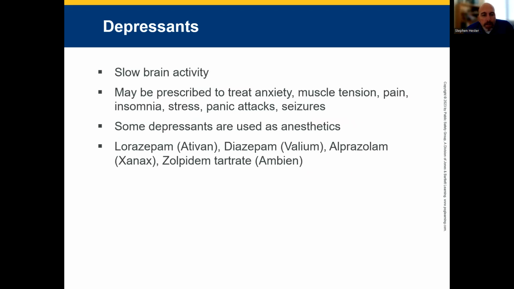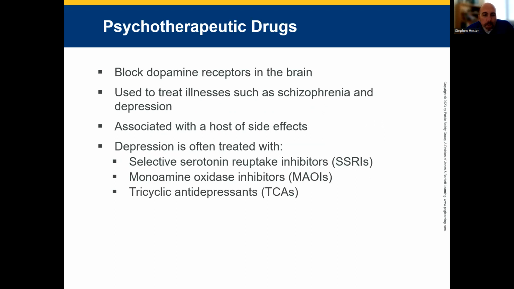Depressants slow the brain activity. They may be prescribed to treat anxiety, muscle tension, pain, insomnia, stress, panic attacks, and seizures. Some examples are Valium, Ativan, Xanax, and Ambien. Psychotherapeutic drugs block dopamine receptors in the brain. They're used to treat such things as schizophrenia and depression. So you've got your SSRIs, your MAOIs, and your TCAs.